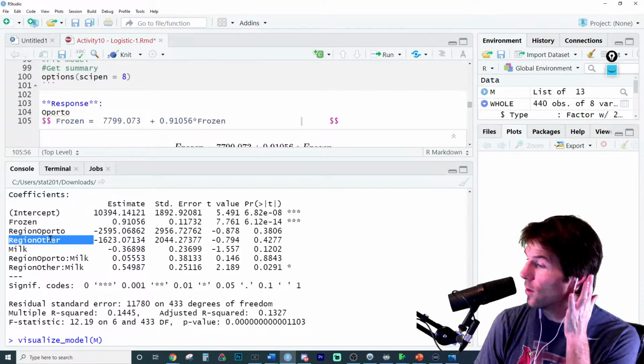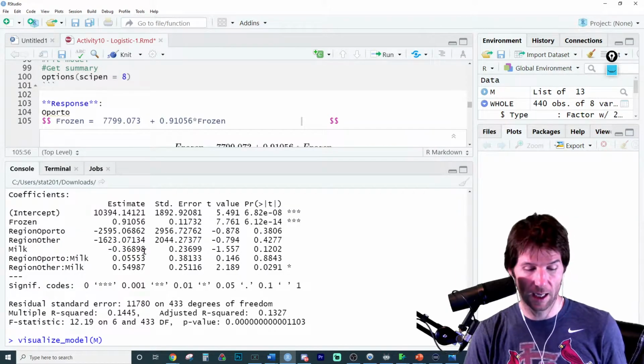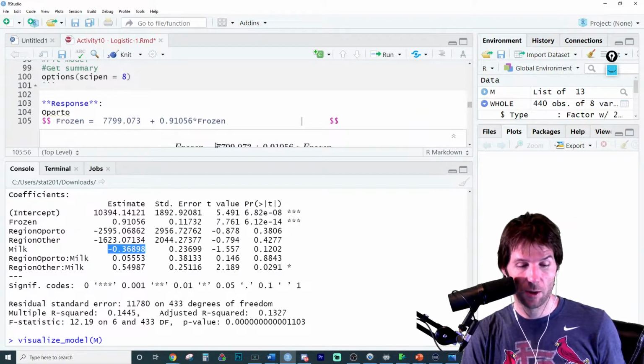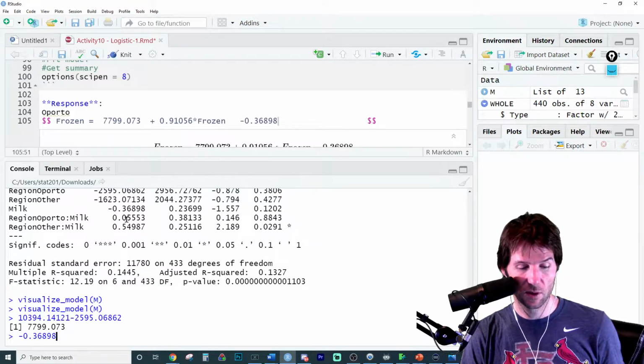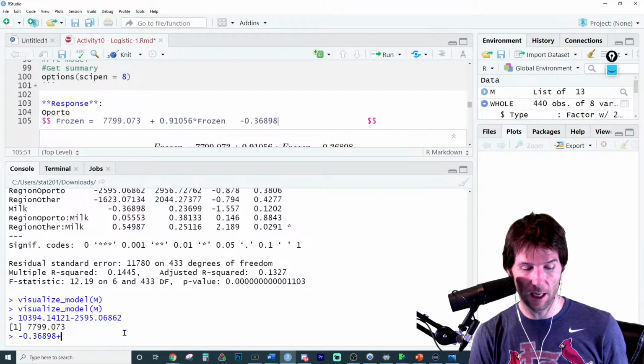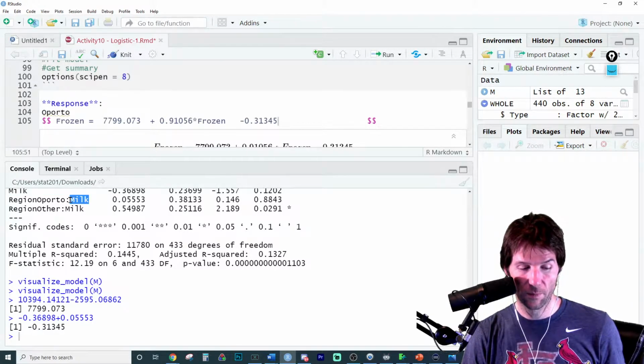This is going to be a 0 because remember, we're in Oporto right now. Milk is going to have its coefficient, but milk's going to have a higher slope. We are in region Oporto, so we need to add to this because we're going to take the interaction right here and add to it this. You're just plugging in a 1 for this and solving through like we did earlier. And this is the new coefficient of milk.